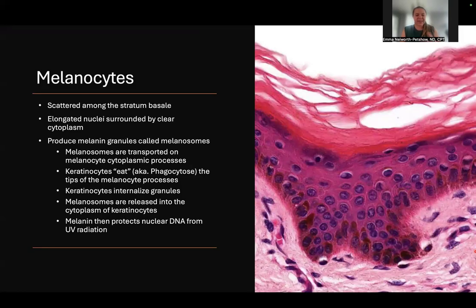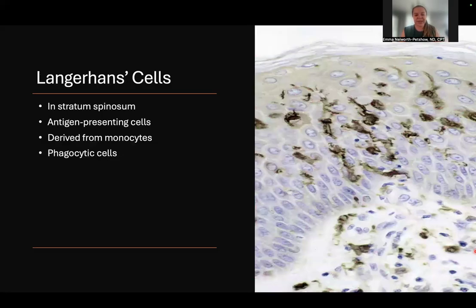Now, I mentioned melanocytes. These are scattered throughout the stratum basale. They have elongated nuclei and they are surrounded by clear cytoplasm. They produce melanin granules that are called melanosomes, which are then transported on melanocyte cytoplasmic processes. Keratinocytes eat or phagocytose these tips of the melanocyte processes, internalize their granules, and then melanosomes are released into the cytoplasm of keratinocytes, where then melanin, this pigment created, can protect nuclear DNA in keratinocytes from UV radiation.